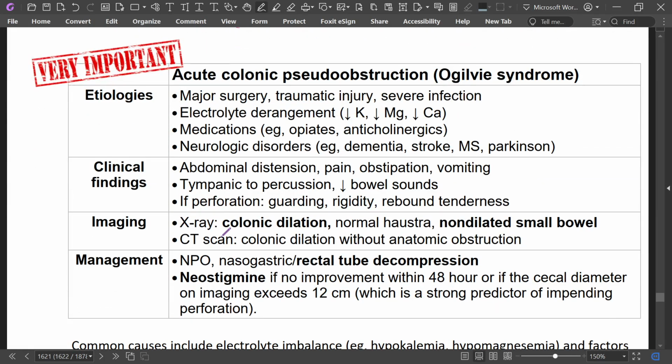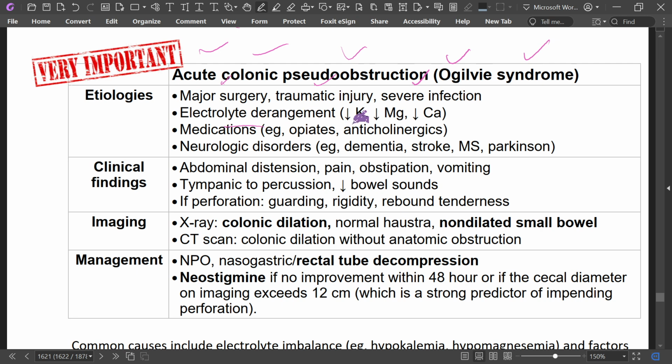Another very high-yield topic: Ogilvie syndrome, or acute colonic pseudo-obstruction. In Ogilvie syndrome, the causes include major surgery, traumatic injury, and severe infection.